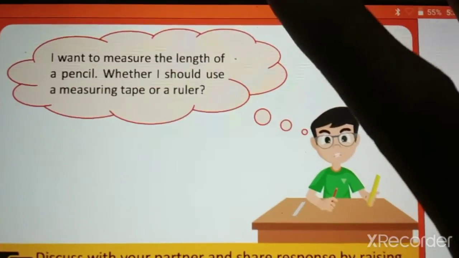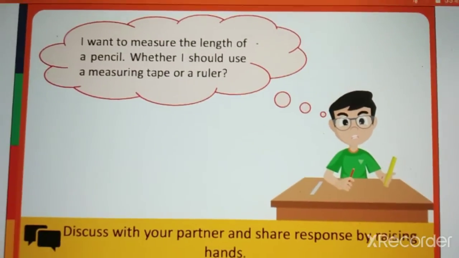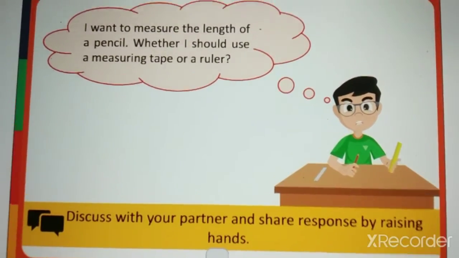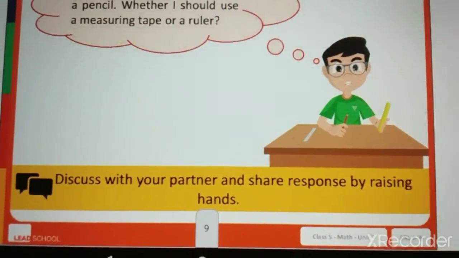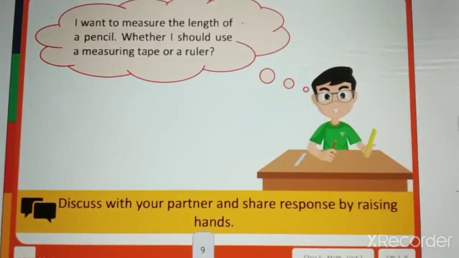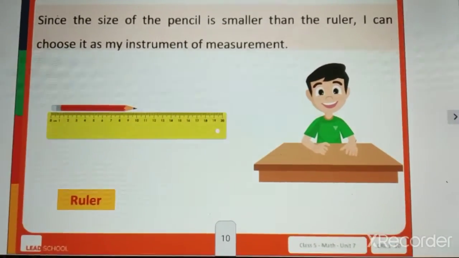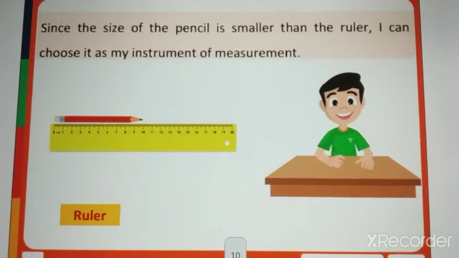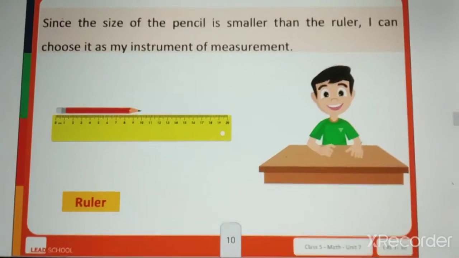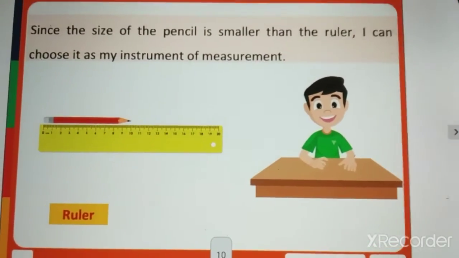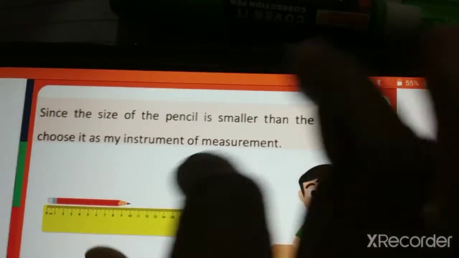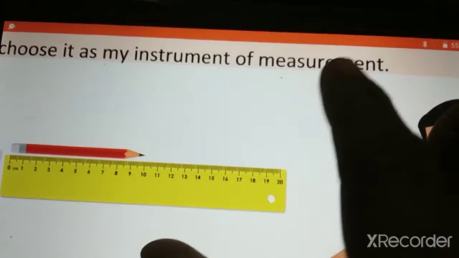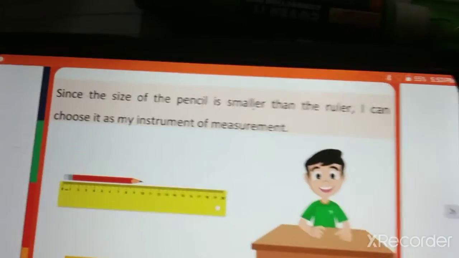Okay. I want to measure the length of a pencil. Should I use a measure tape or a ruler? Both are available. Since the size of the pencil is smaller than the ruler, the pencil is smaller than this ruler that you can see here, right? Correct?